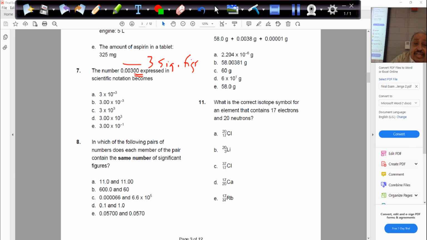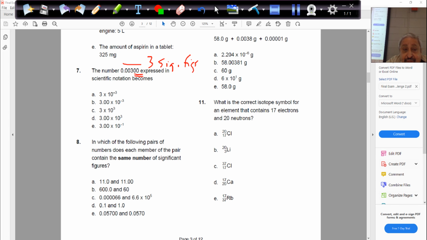Those zeros here at the end are significant because they are meeting the 2 requirements at the same time. The decimal is present, as well as they come after a whole number, correct? If one of the conditions is missing, then they are not significant. Remember that. The zeros after the last digit, if they are failing the decimal or whole number condition, are missing the condition to be considered as sig figs. But we have a whole number, which is 3, and we have the decimal, so they are significant. There are 3. So this number expressed in scientific notation becomes what?